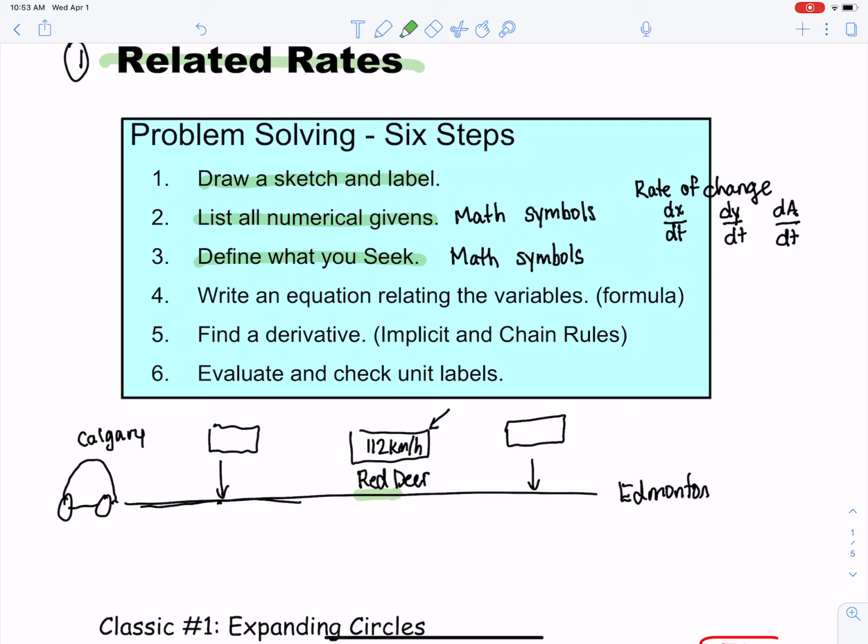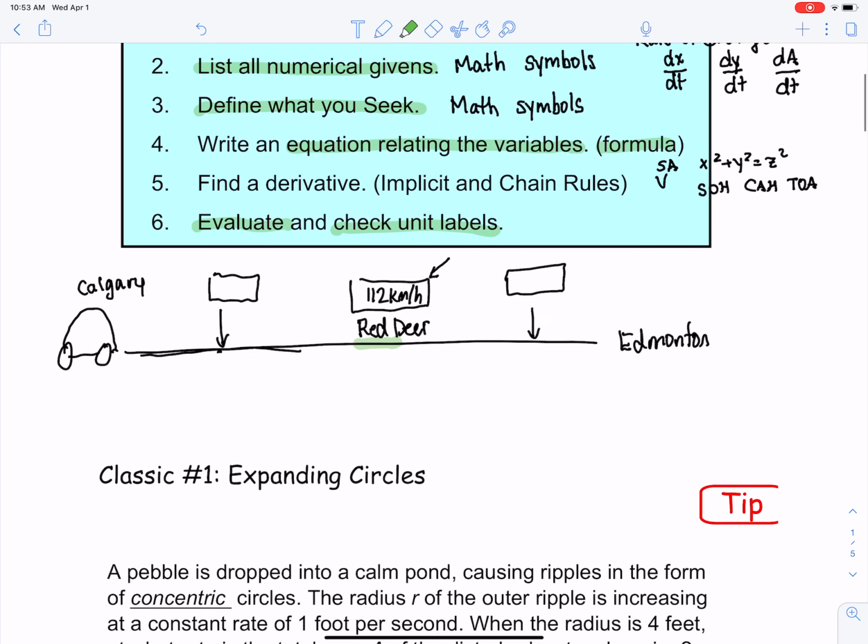The next thing would be you want to write an equation relating the variables. Sometimes this could be a known formula like surface area or volume. You could maybe think of the Pythagorean theorem or other trig, your SOHCAHTOA information as well, that can help you write an equation that relates the variables. And then at the very end, you want to make sure you work out the answer and put labels on your answers with the units that that variable would represent.